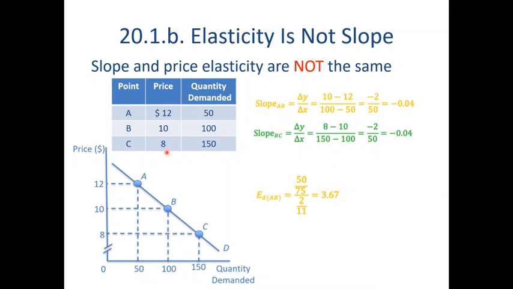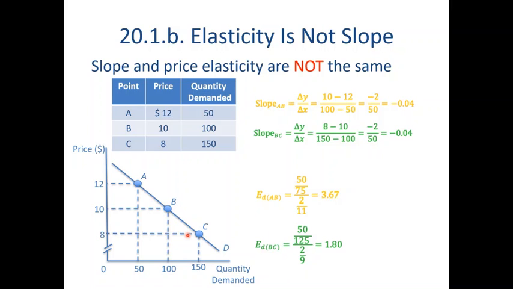Okay, now let's calculate the slope between B and C. So the slope between B and C is y2 minus y1 over x2 minus x1, which is negative 0.04. So the slope along a straight line does not change, it's constant.